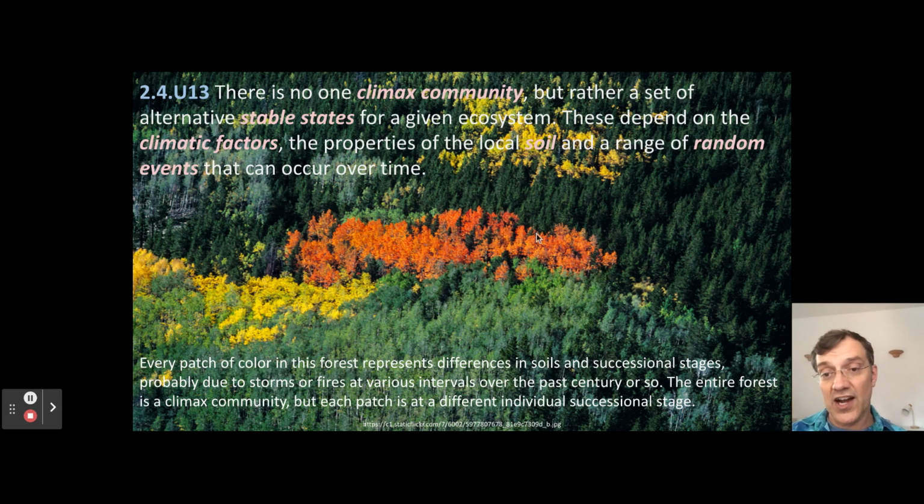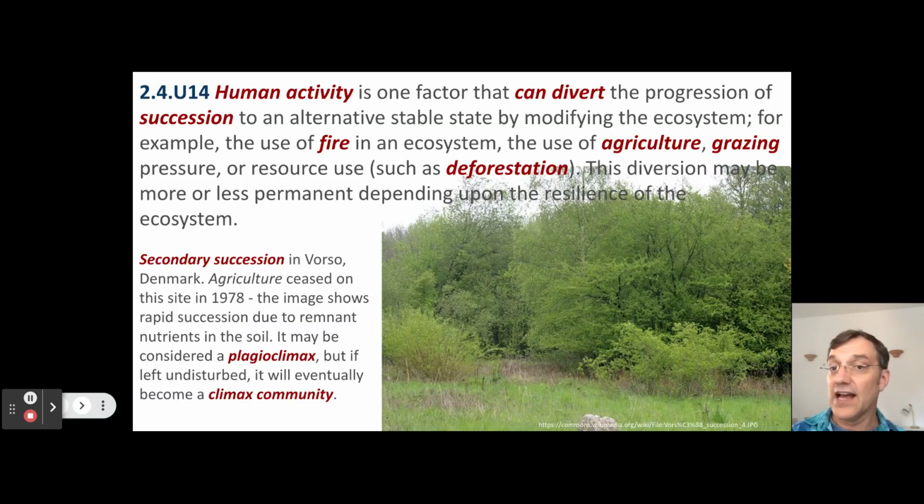Over time, that previously disturbed site will become the climax community, and there may be another disturbance over here where the process repeats itself. That's what we mean by a dynamic, stable state equilibrium. People, as always, can divert or change or interrupt the process of succession. We've typically done this through the use of fire and agriculture, and more we're doing it through large-scale deforestation.